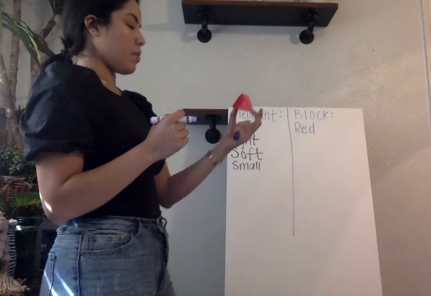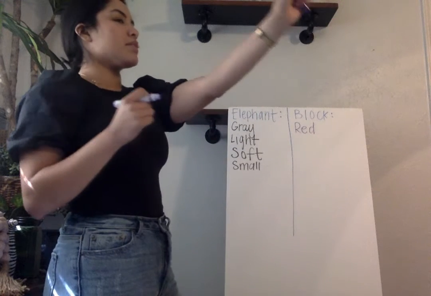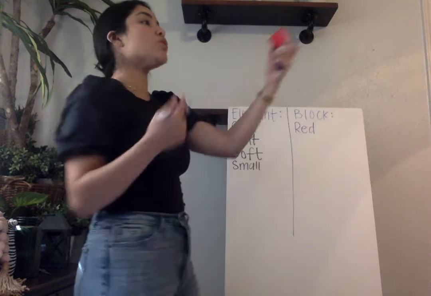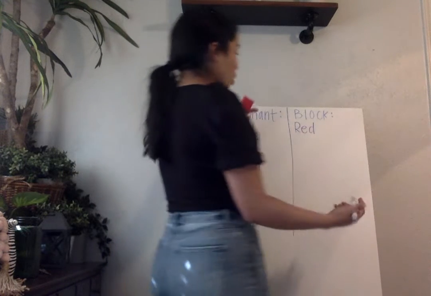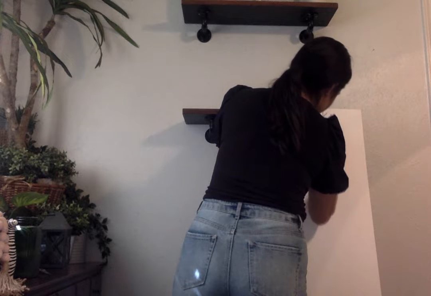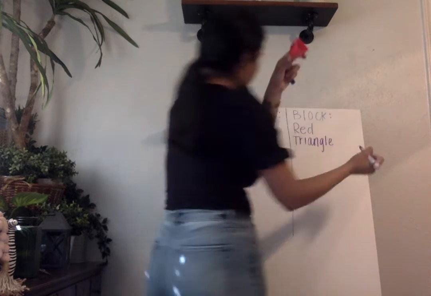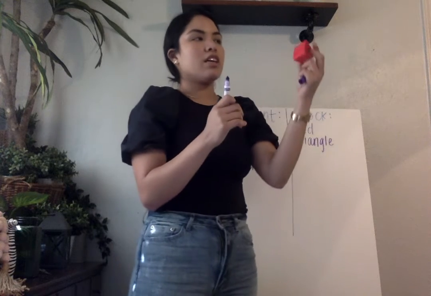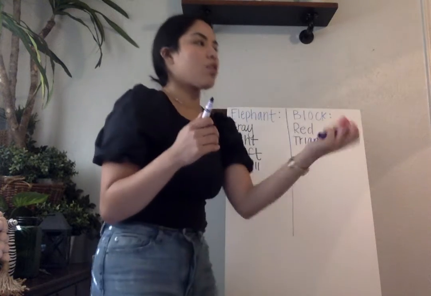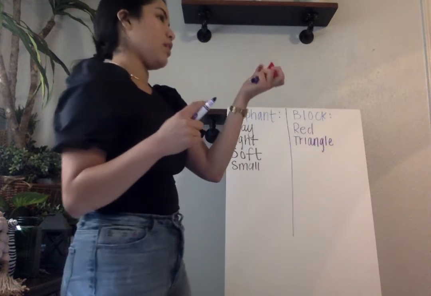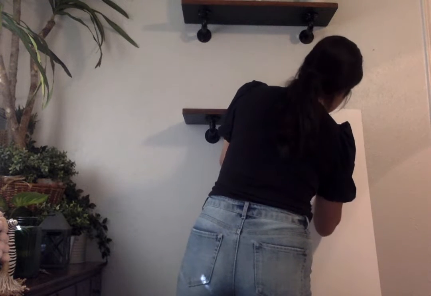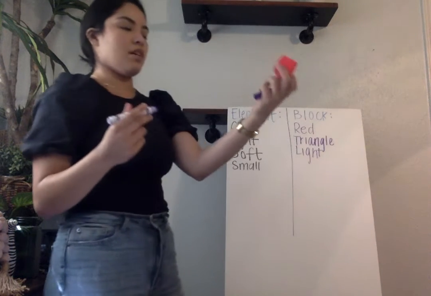Another physical property. What kind of shape is this? A triangle. So that is another physical property of matter, a triangle. It's another physical property of this object. You know, it's a triangle, it's red. Do you think it's heavy or light? What do you think? Light, right? I don't struggle to pick it up. It's not heavy. We can all pick this up.